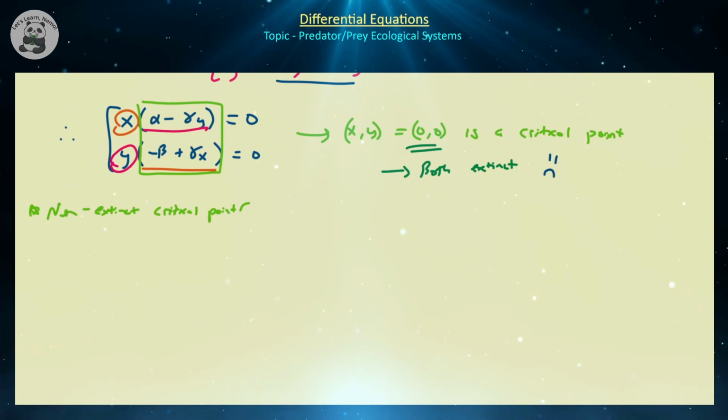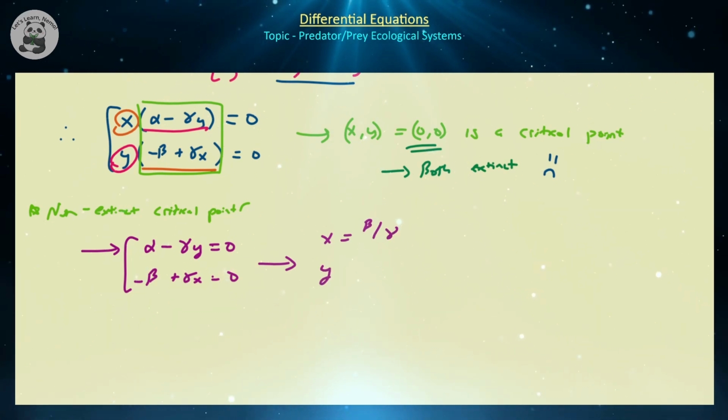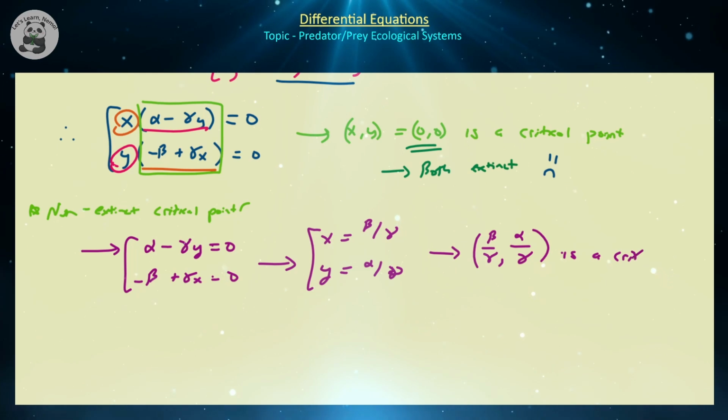Right? So when does that occur at one or possibly more places? That occurs when alpha minus gamma y is equal to 0, and minus beta plus gamma x is equal to 0. So what we have is an uncoupled algebraic system of equations, so we can solve for y and x respectively. So x is going to be equal to what? That's going to be equal to beta divided by gamma, and y is going to be equal to alpha divided by gamma. So that means what? That means beta over gamma, alpha over gamma, is a critical point that does not generate extinct species, hopefully, right?